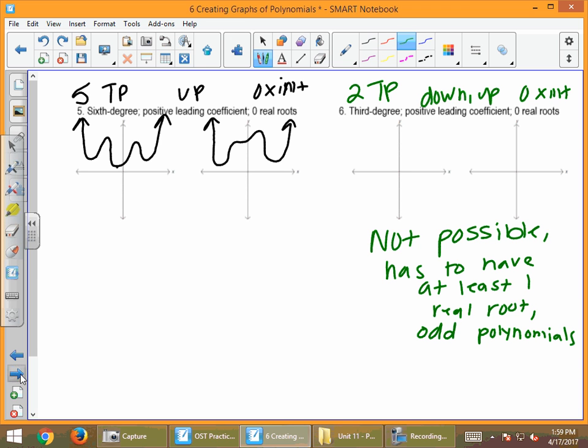Evens, like number 5, you're allowed to not have any x-intercepts because the arrows are pointing in the same direction. So it doesn't have to necessarily cross the x-axis, because both are going to point up or both are going to point down. When it's odd, they're pointing in opposite directions, so it's inevitable. It has to cross at least one time. Right. Questions over that?